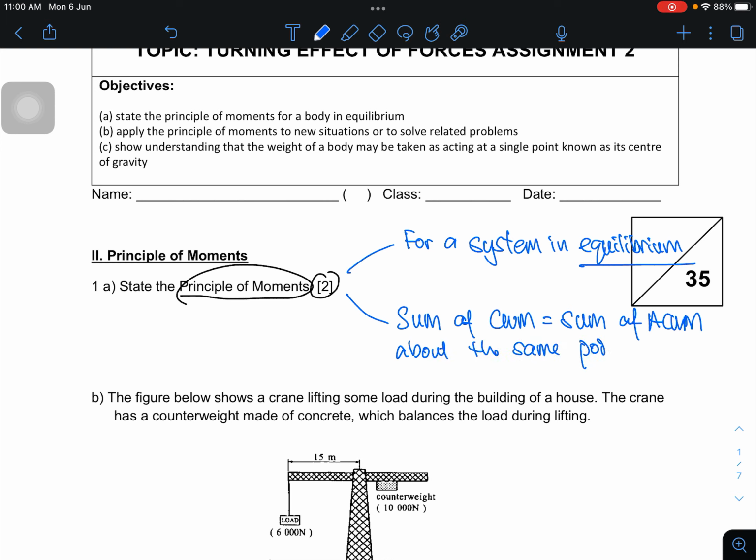This is very important. This phrase over here, about the same point, is very important. So generally the principle of moments can be broken down into 2 parts. One is telling them that for a system to be in equilibrium, the second part is telling them that the sum of clockwise moments is equal to the sum of anti-clockwise moments about the same point.